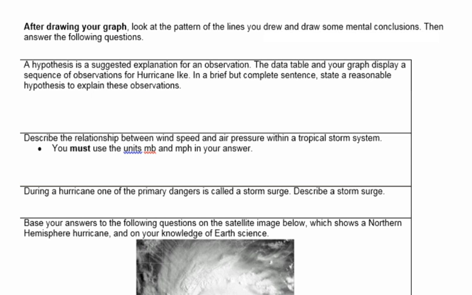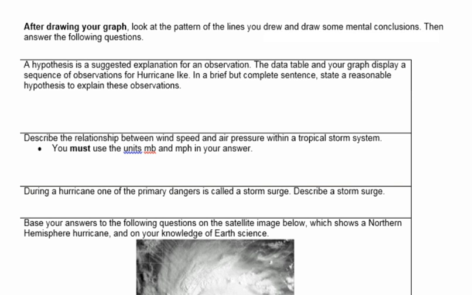So you're going to spend a few moments there, and you're going to plot the path of Hurricane Katrina out using the coordinates that are on the front of yesterday's work. When you are finished with that, you're going to flip it over, and there are some questions to answer on the back. Last year, the kids tanked on this, so make sure, like the first one says, a hypothesis.